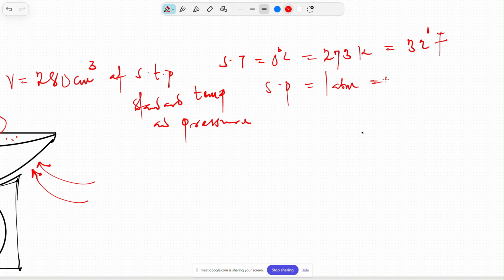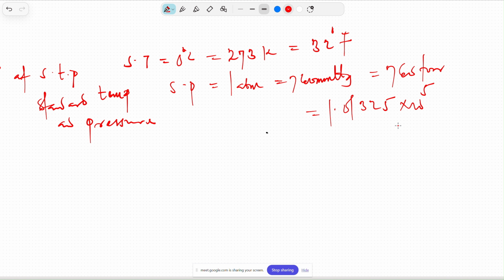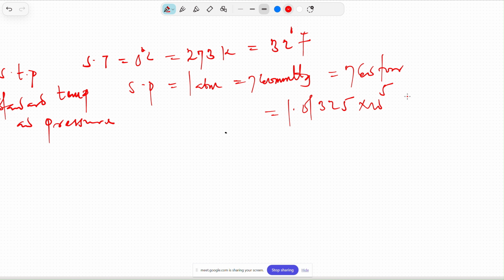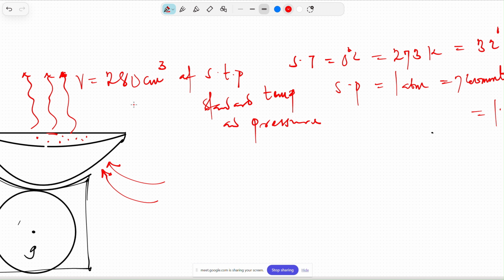Standard pressure, that is 1 atmosphere, 760 millimeter of mercury, which is the same as 760 torr, which is the same as 1.01325 times 10 to the power 5 Newton per meter square, or Pascal. So the volume is given.